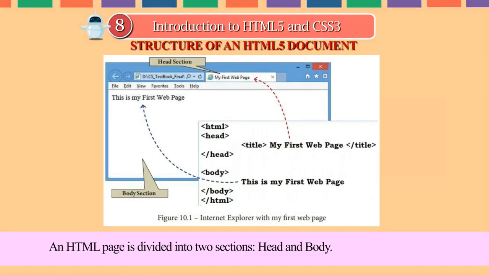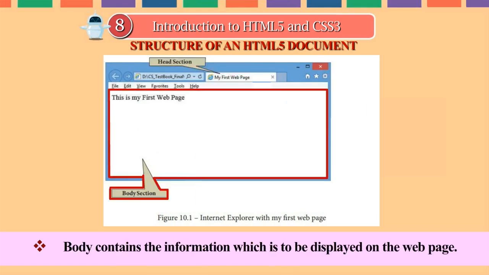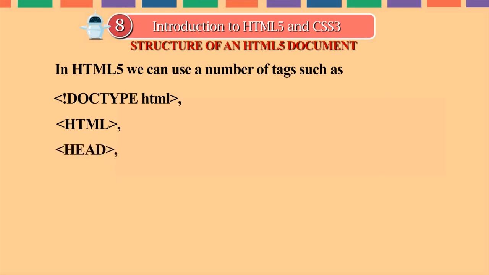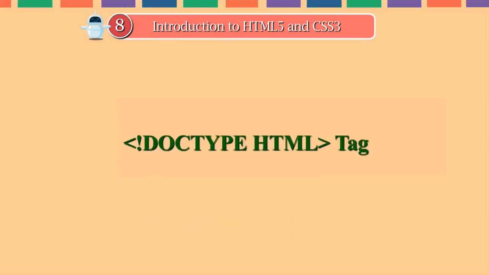/html. An HTML page is divided into two sections, head and body. Head contains the information which is not to be displayed on the web page. Body contains the information which is to be displayed on the web page. In HTML5 we can use a number of tags such as doctype html, html, head, title, and body. Let us discuss some of them.